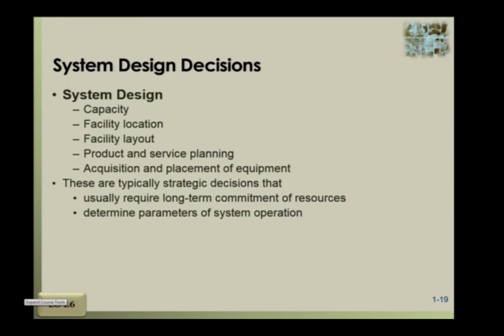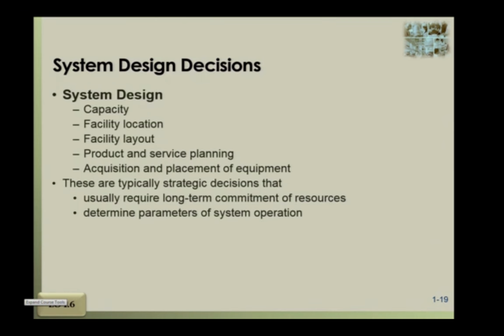So if you're designing a new refinery, this is going to be a refinery or chemical plant that's able to process 50,000 barrels or liters per day. So that's capacity. When you're designing a new restaurant, well, the number of seats you have in the restaurant basically determines the capacity of the restaurant. So those are original decisions made in the design of the system.